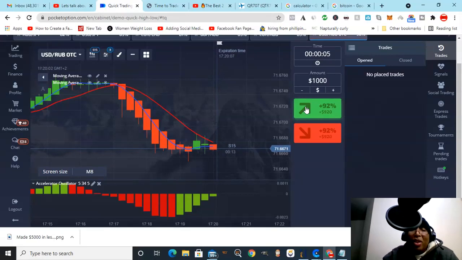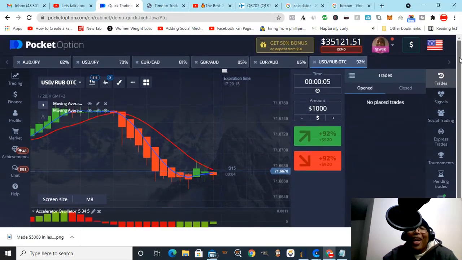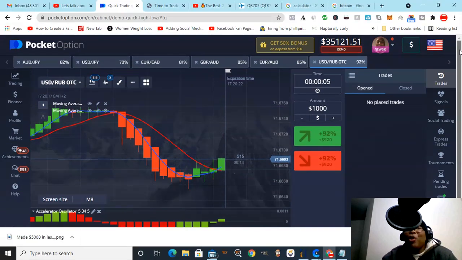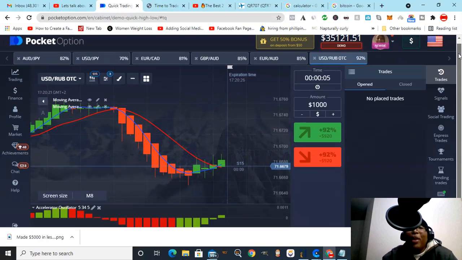And that's why I like training on the demo, because we can afford to make mistakes. And I show you the good side and the bad side. If you make a mistake, this is what happens. If you don't jump in at the beginning of the candle, you are going to lose. So you have to be focused, guys.